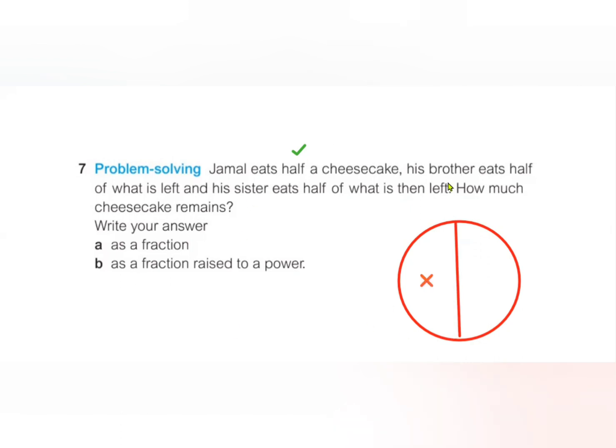And then his brother eats half of what is left. So this is what's left. His brother eats half of it. So we have to remove the other half. And then his sister eats half of what is then left. So this is left then. So her sister eats half of it. So we have it. And then we remove it like this. The question is how much cheesecake remains.